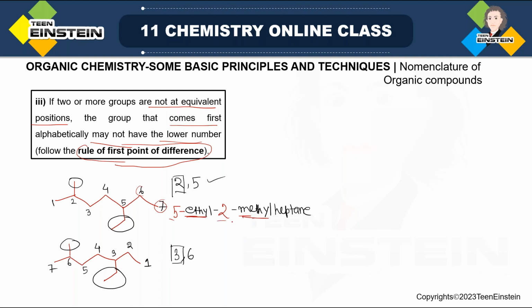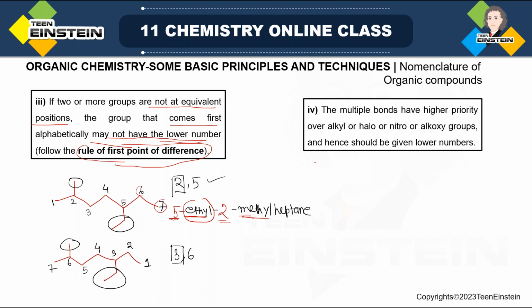But when you put the number, as we have followed the first point of difference rule, this one may not get the lowest number. That is mentioned in this rule. May not have the lower number. So ethyl is getting 5. Methyl, though it is after ethyl, still it is getting the lower number, because we have followed the first point of difference rule.